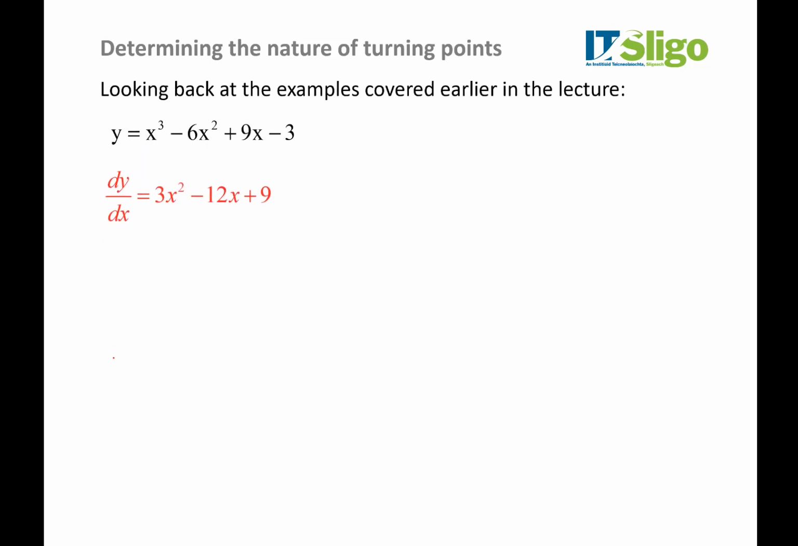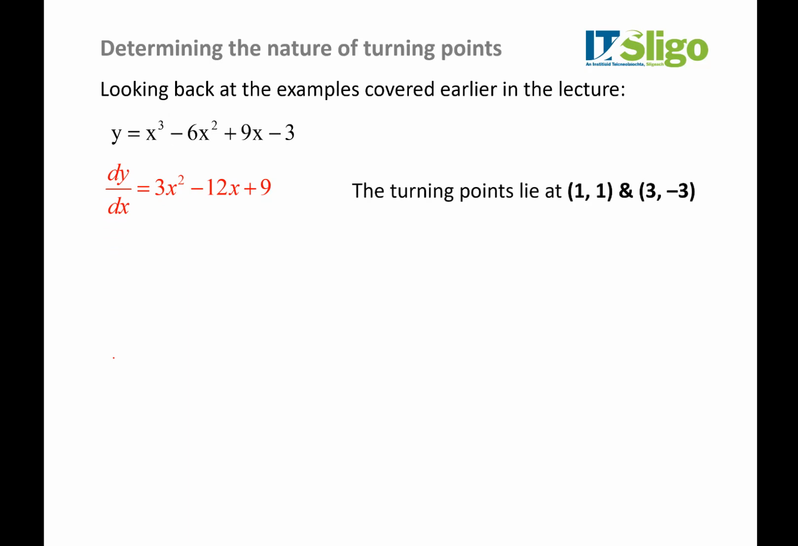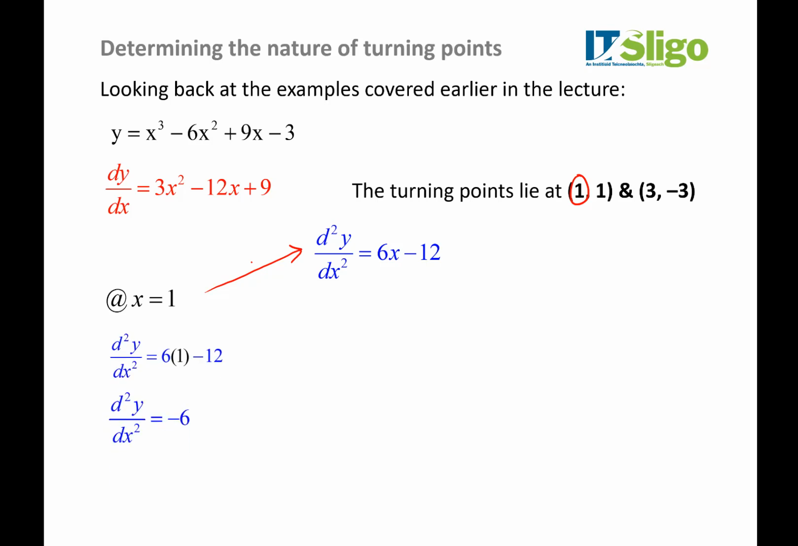Our cubic, we found dy/dx, we let it equal 0, and we got 2 turning points. Now when we get the second derivative, it's neither positive nor negative, it's 6x minus 2, but we feed in each x value. So we're interested in when x is equal to 1, feed that into this function. Our answer is minus 6, it's negative, so that means this point is a maximum.